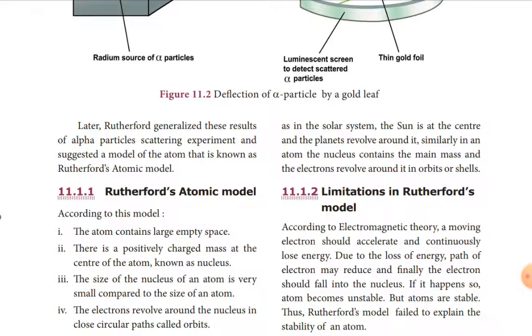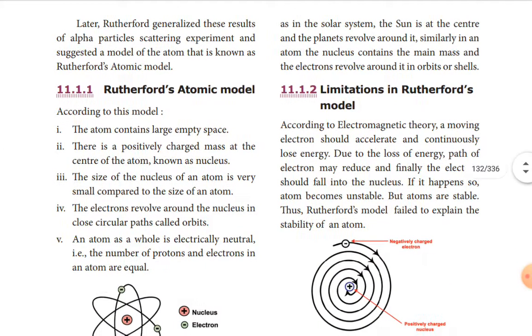So from this experiment, he suggested a model of the atom that is called the Rutherford atomic model. See, what is his suggestion? The atom contains large empty space. Why? Because most of the alpha particles passed through the gold foil without getting deflected. That is the reason. So from that only he observed the atom contains large empty space.